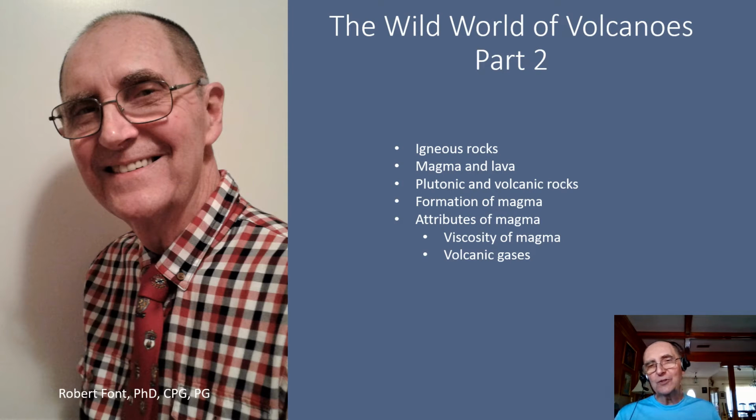In part two, we're going to talk about igneous rocks, magma and lava, the difference between plutonic and volcanic rocks, the formation of magma, the attributes of magma, including viscosity, which is a critical property, as you will see, and the very nasty volcanic gases that come out of these volcanic eruptions.